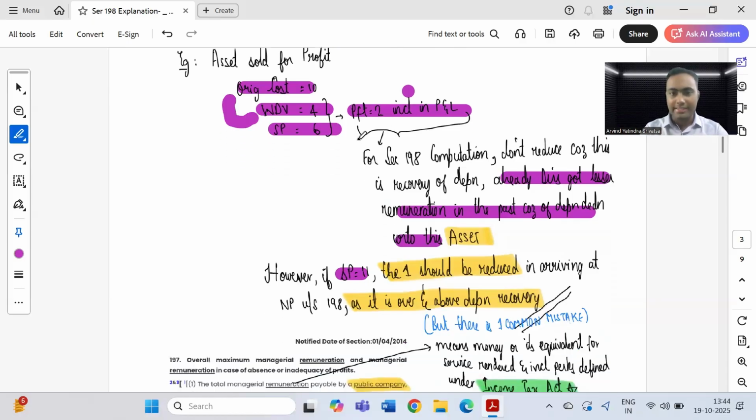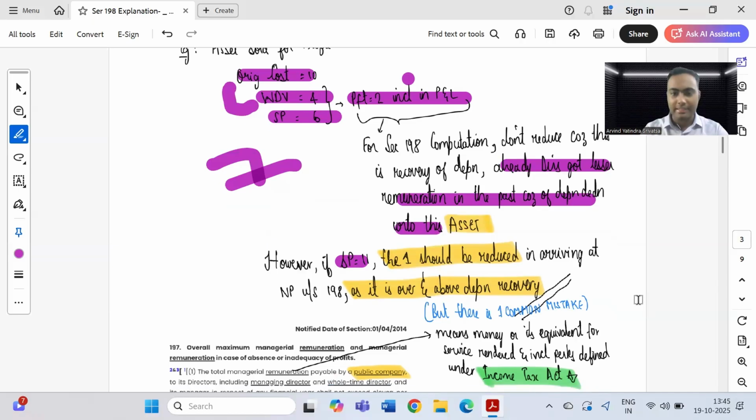Here you don't need to do anything because the profit is already included. You don't need to do an adjustment because 2 is less than 6. But here, the profit of 7 is greater than 6 to the extent of 1, which you need to reduce. You need to remove that 1 from your net profit because this is over and above your recovery of depreciation, right? I hope this is very clear, guys.